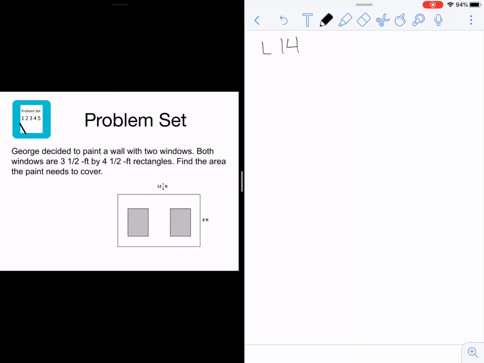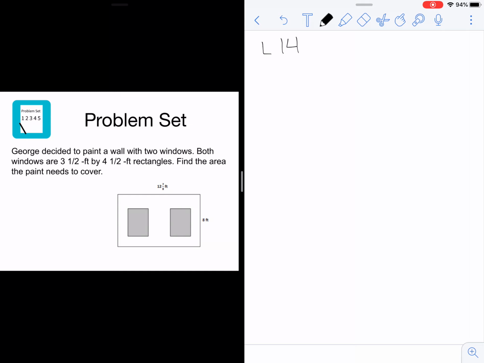So here is our first problem. George decided to paint a wall with 2 windows. Both windows are 3.5 feet by 4.5 feet, rectangles. Find the area the paint needs to cover. What you see is you are given the dimensions of the entire wall, which is 12 and 7/8 feet by 8 feet, and then you are also given the dimensions of both windows. Both windows are 3.5 feet by 4.5 feet. So you have to find the area that the paint needs to cover.